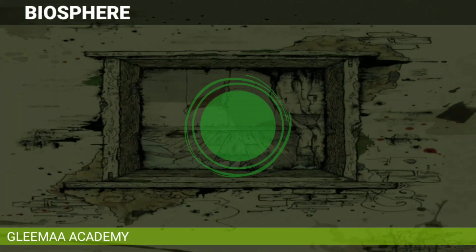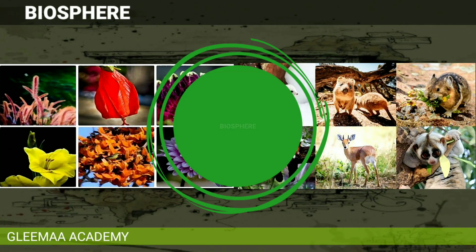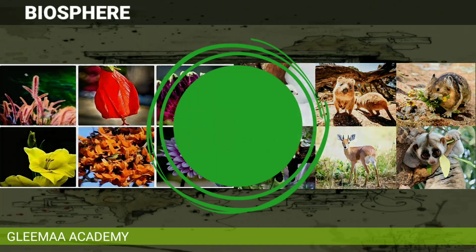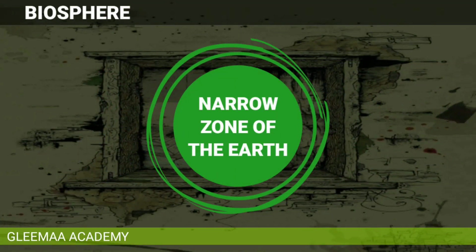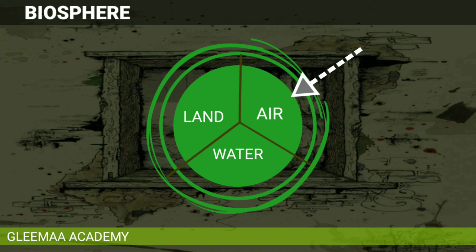And lastly, it's biosphere. Plant and animal kingdom together make the biosphere or the living world. It is a narrow zone of the earth where land, air, and water interact with each other to support life.